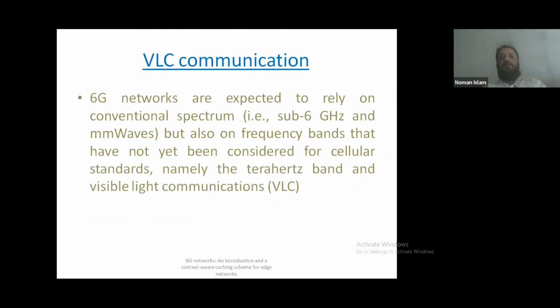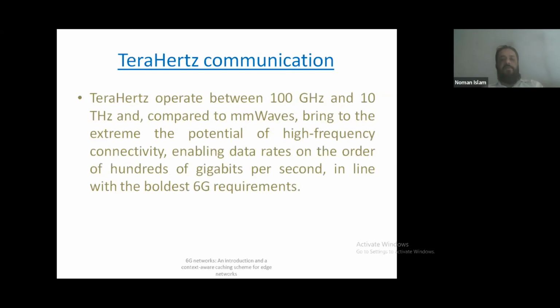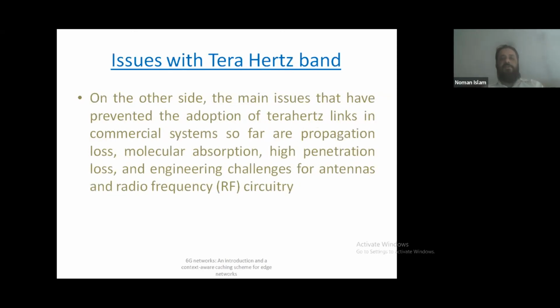Then the 6G network is going to use different novel spectrum. Visible light communication is possible. Terahertz communication is possible. We have already talked about the terahertz communication. There are certain issues with the terahertz band, such as the propagation loss issue and the molecular absorption issue. They are absorbed in the air, there is high penetration loss, and there are problems in designing antennas for transmitting the terahertz band.